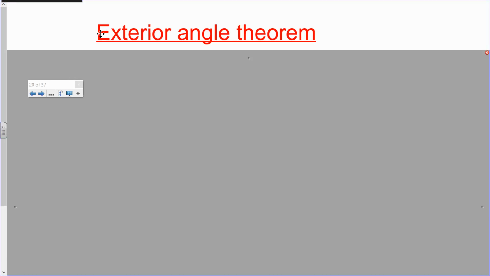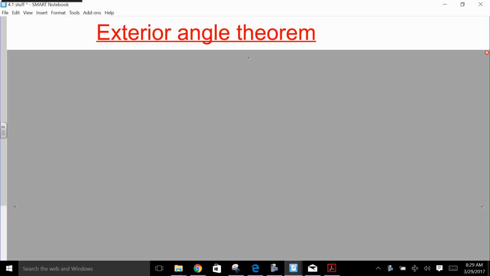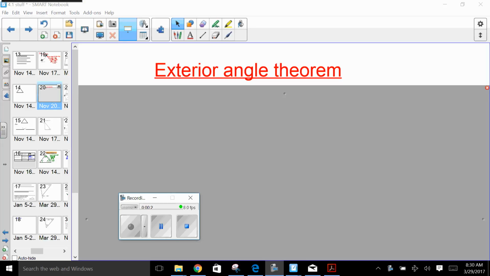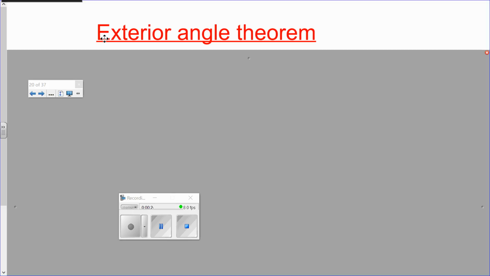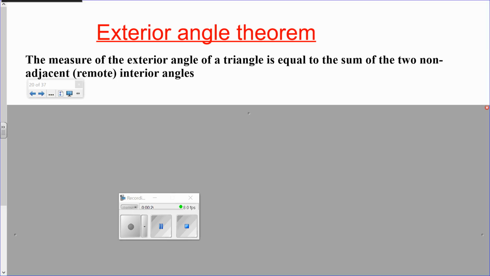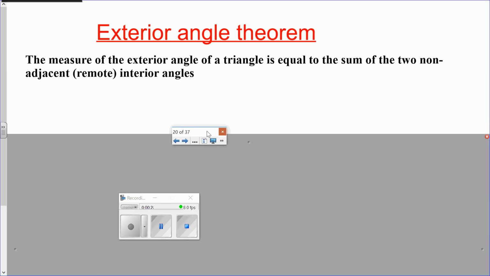Exterior angle theorem. Here's the last relationship that we're going to study in this class in terms of angles. All right, let's define what the exterior angle theorem says. Here's the last theorem. Remember, a theorem is just a fancy word for law.